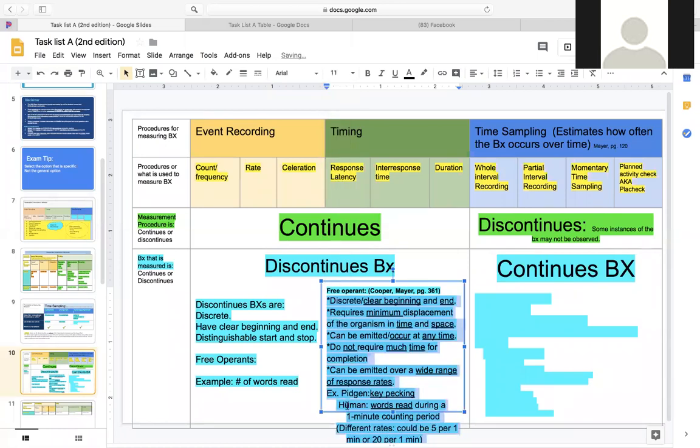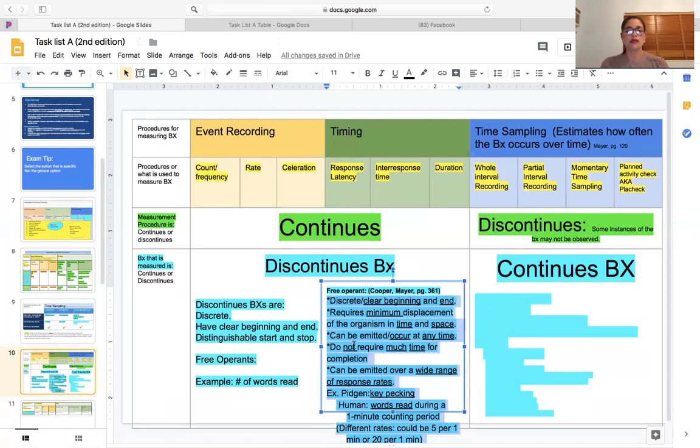Pretty much the behavior can occur at any time. Yes, that is right. And it also has a clear beginning and a clear end. Correct. And they say it requires minimum displacement of the organism in time and space, which is basically, you know, it's fast. And like Mott said, it occurs at any time.